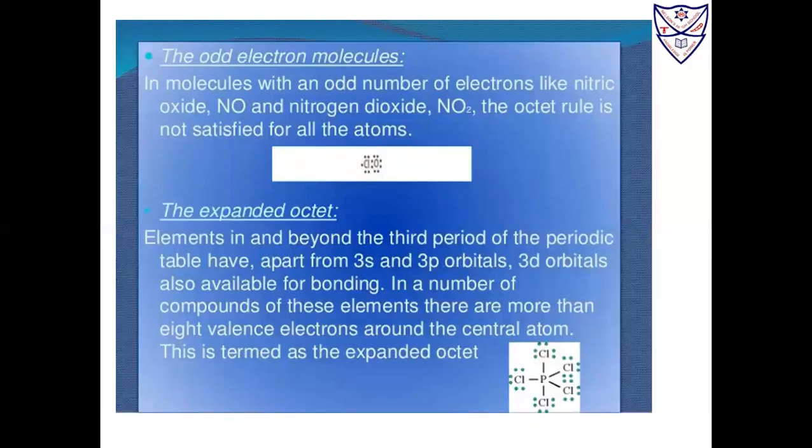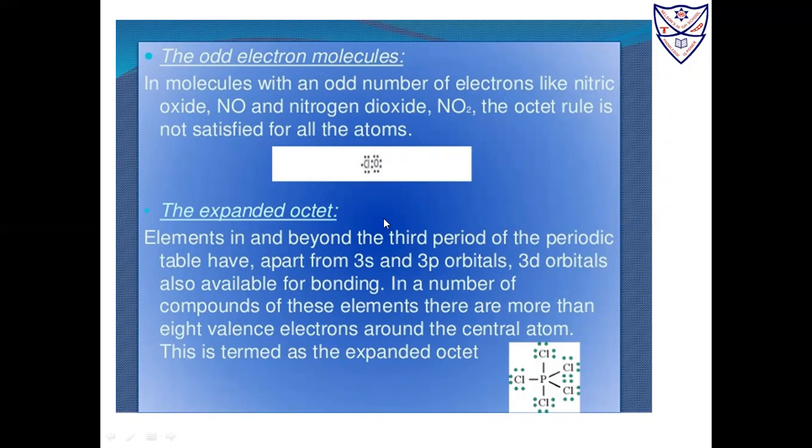The odd electron molecule: in molecules with an odd number of electrons, like nitric oxide, that is NO, and nitrogen dioxide, that is NO2, the octet rule is not satisfied for all the atoms. See here is an example of chlorine and oxygen they have taken. So it is not fulfilling the 8 electrons.